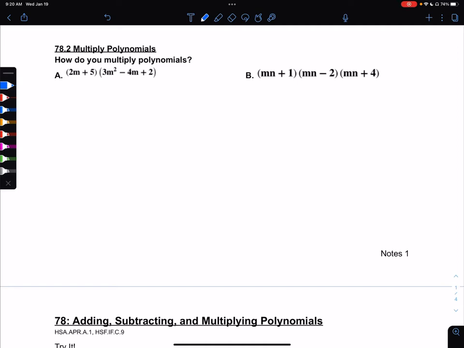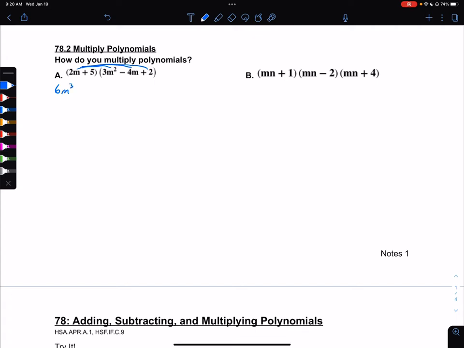So let's start with part A. This 2m, we want to distribute that 2m to each of these terms in our trinomial. So we'd have 2m times 3m squared. Multiply the coefficients, so 2 times 3 would be 6. And then m times m squared, what we want to do is add the exponents. So that first m has a 1. The second one is m squared, so that's going to be 6m cubed.